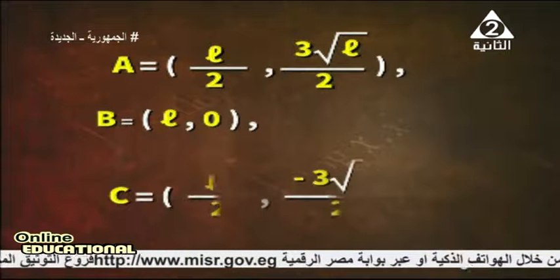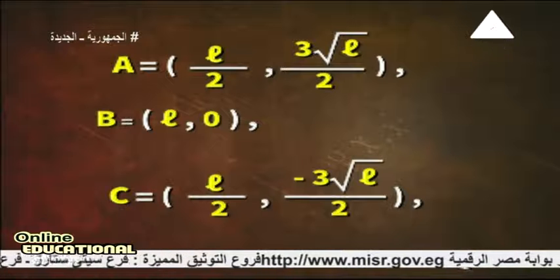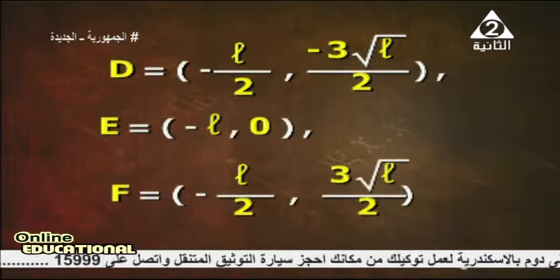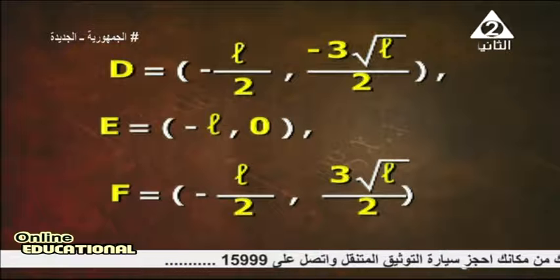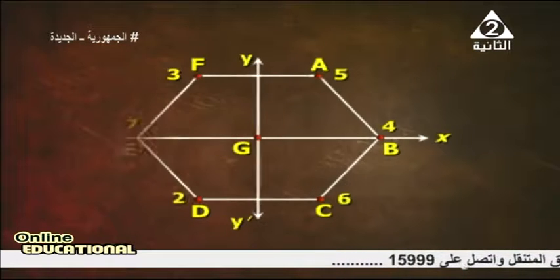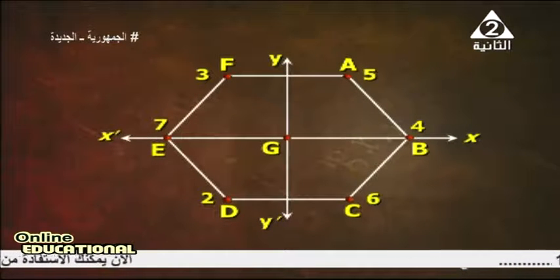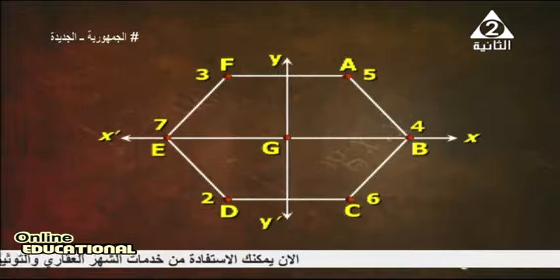A has coordinates L over 2, 3 root L over 2; B is L, 0; C is L over 2, negative 3 root L over 2; D is negative L over 2, negative 3 root L over 2; E is negative L, 0; F is negative L over 2, 3 root L over 2. Look at A, B, C, D, E, F.